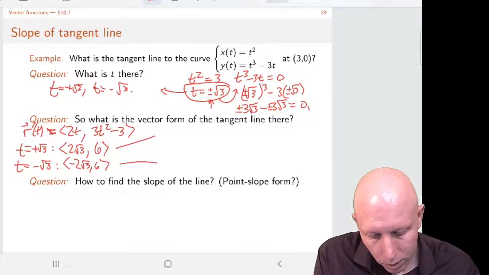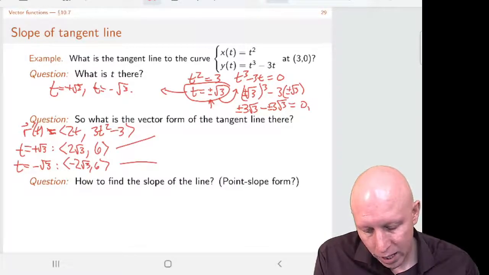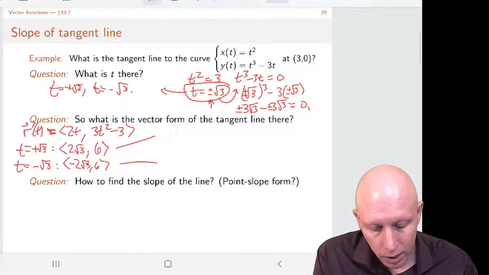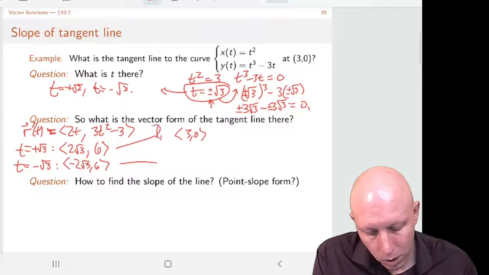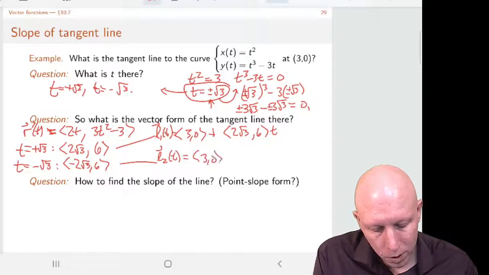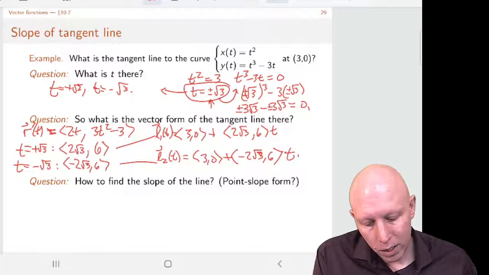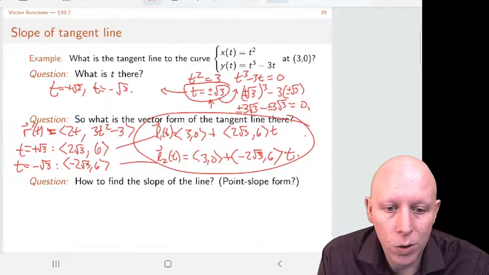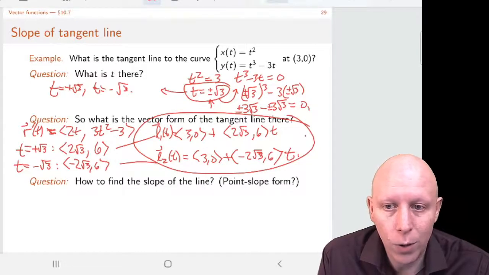And so what this means is that the equation of the line is going to be our initial point, (3, 0). So L1 of t is (3, 0) plus (2 root 3, 6) t, and L2 of t is the same point, (3, 0) plus (negative 2 root 3, 6) t. All right, and these are the equations of the two tangent lines to the curve at (3, 0).